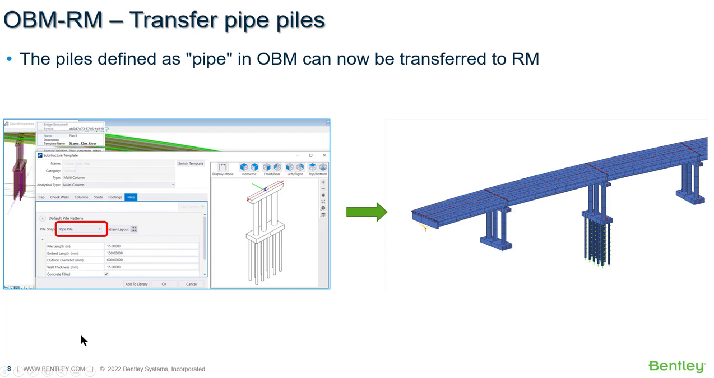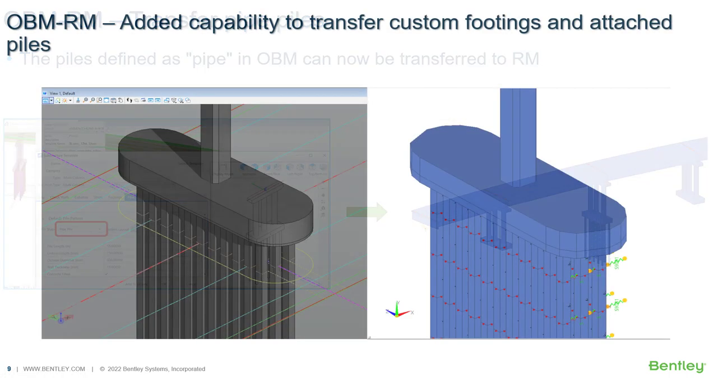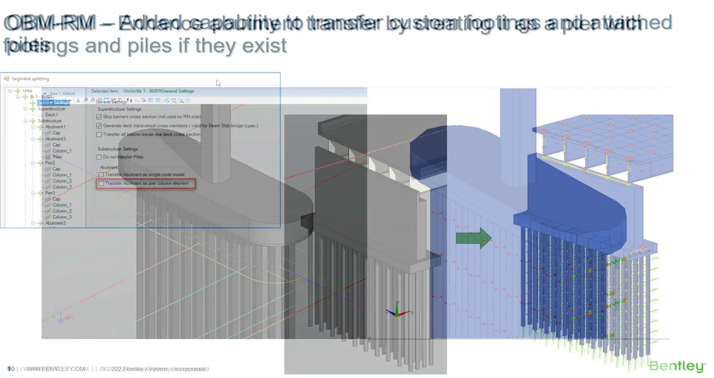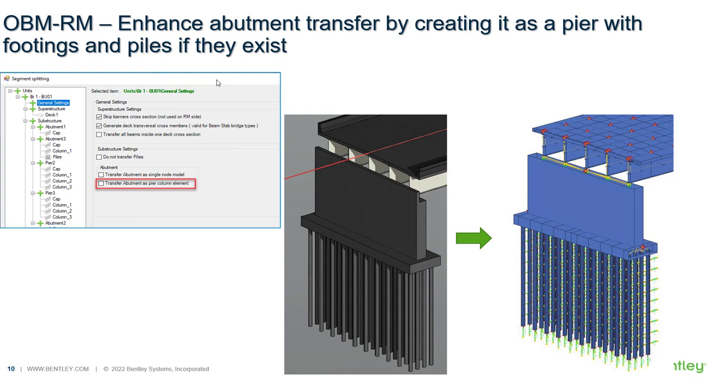In OpenBridge, now the piles defined as a pipe in OBM can be transferred to RM as well. We have added capability to transfer custom footings and attached piles. Also, we have enhanced abutment transfer by creating it as a pier with footings and piles with this button here.